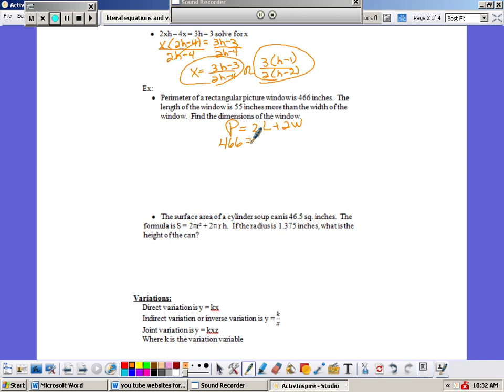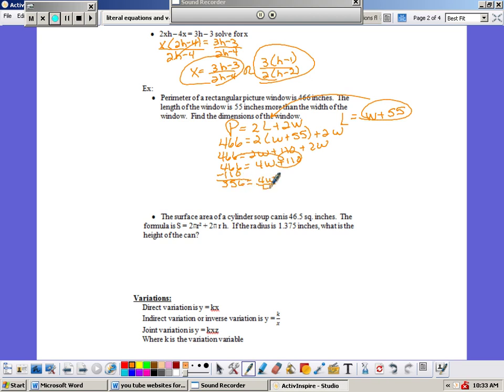The length of the window is, that means L equals 55 more than the width, W plus 55. So every time I see L, I'm going to put in W plus 55. 466 equals 2W plus 110 plus 2W. 466 equals 4W plus 110. Move the 110. 356 equals 4W. Divide by 4.